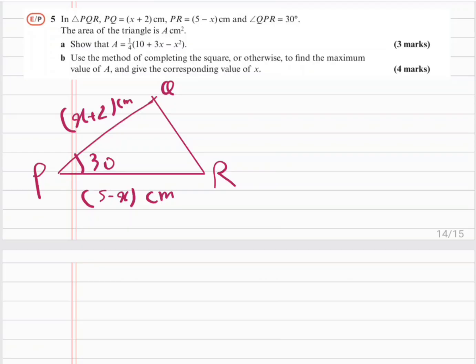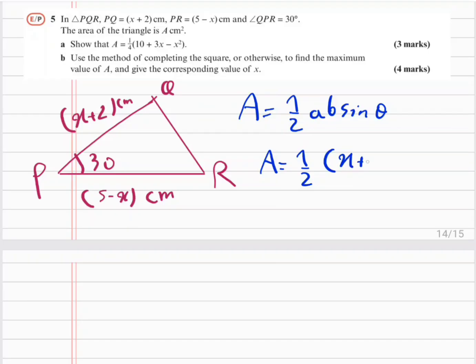In part A, we want to show that the area is equal to this expression. So we just need to know the formula for the area of a triangle, which is a very useful formula: half ab sine theta. I'm not talking about the basic formula, height times base, because we can't really use that in this case. This is another formula for the area of a triangle, and we often use it when we have two sides and the angle in between them. In this case, we just need to substitute these values.